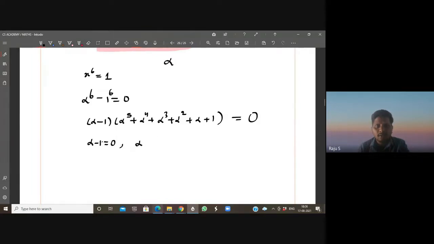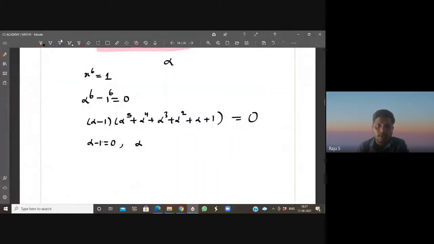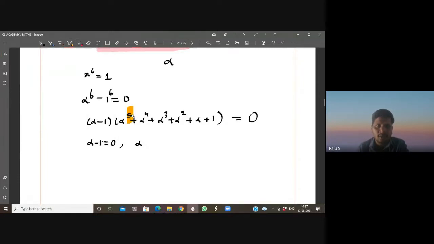Another one is, okay, you can observe the question. What is the numerator they have given? Alpha power 5, 3, 1. In the question, they have mentioned alpha power 5, alpha power 3, alpha power 1 and 1. So other than these, alpha power 5, alpha cube, alpha plus 1, the remaining values you can take. That is minus alpha square minus alpha power 4.